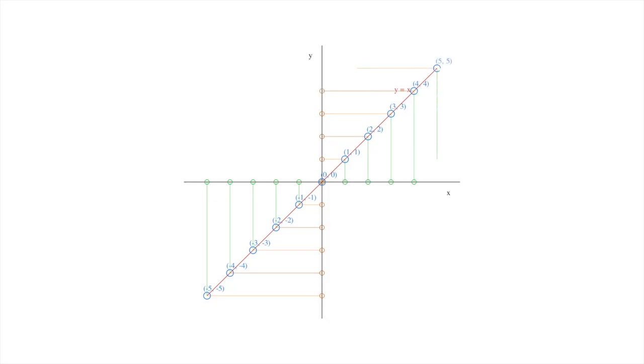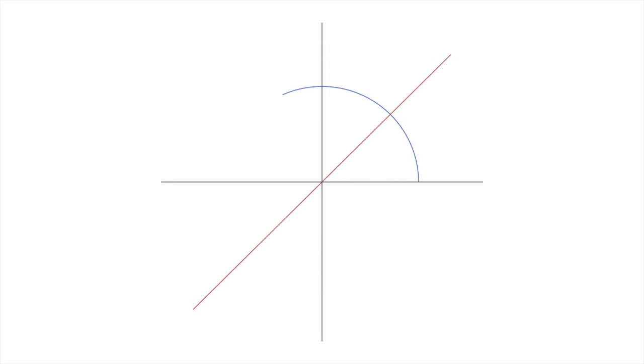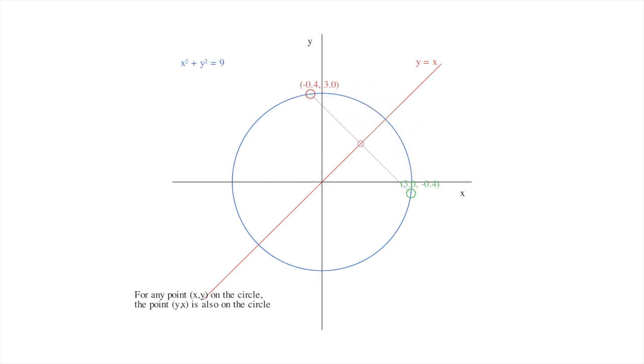In symmetric functions or relations, the variables x and y can be interchanged without changing the relationship. This property is called symmetry. With respect to the line y equals x, a function f of x, y is symmetric if f of x, y equals f of y, x for all valid inputs. The equation x squared plus y squared equals k, a circle centered at the origin, is symmetric about y equals x.